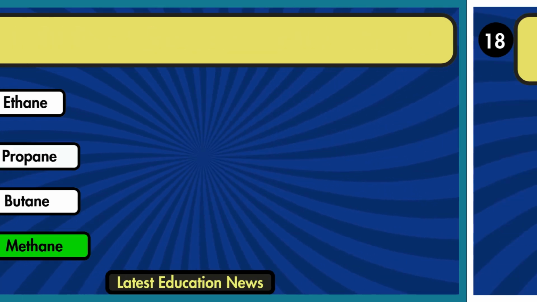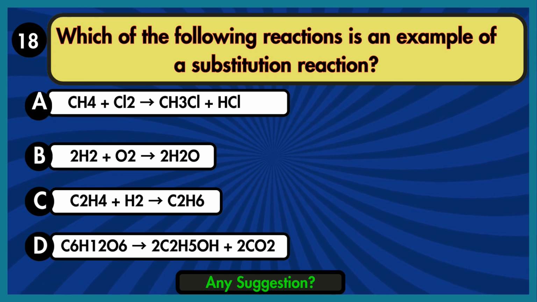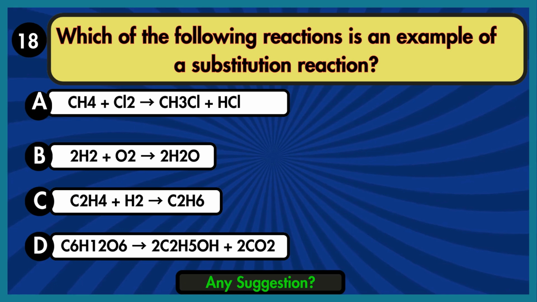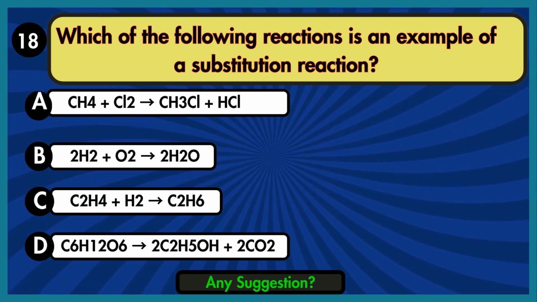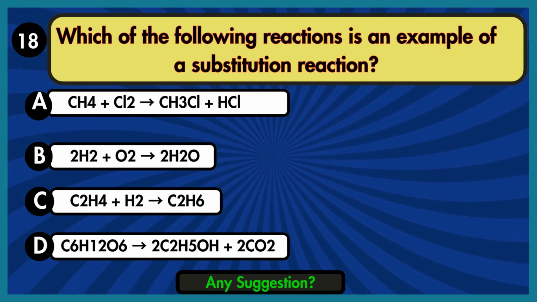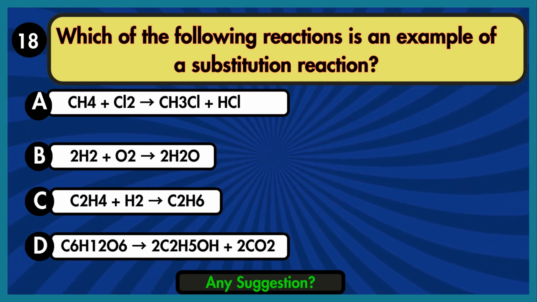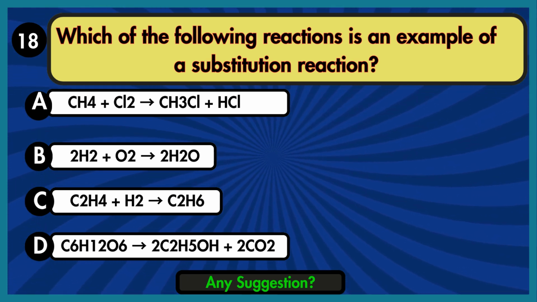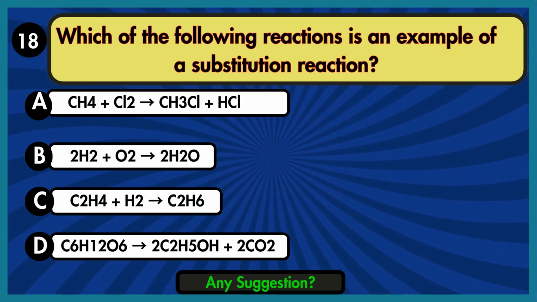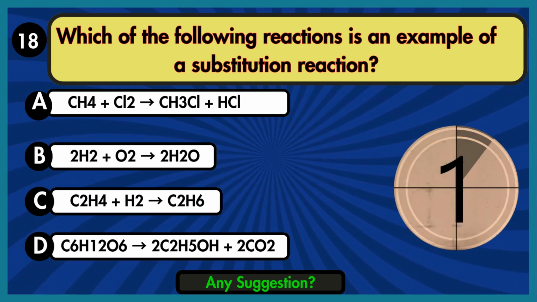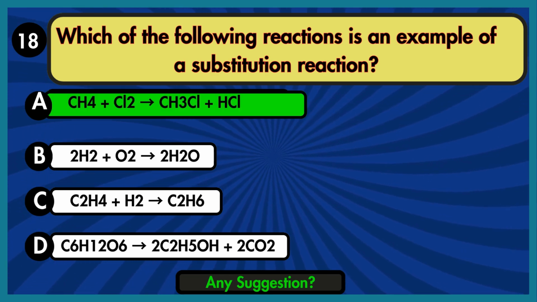Methane. Which of the following reactions is an example of a substitution reaction? A. CH4 + Cl2 produces CH3Cl + HCl, B. 2H2 + O2 produces 2H2O, C. C2H4 + H2 produces C2H6, D. C6H12O6 produces 2C2H5OH + 2CO2. The correct answer is option A.